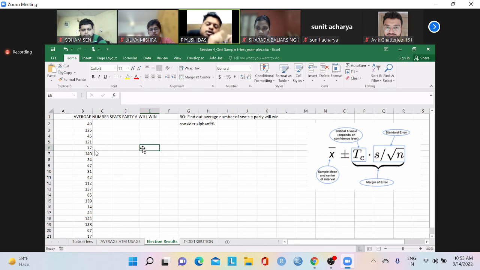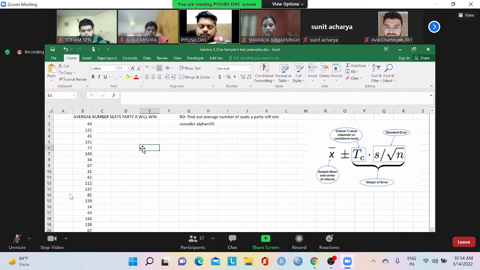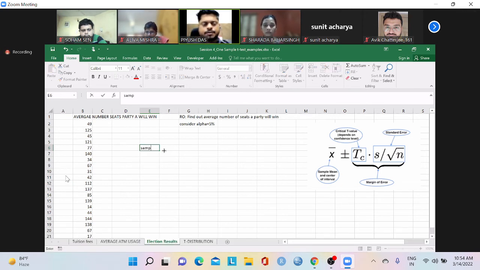In hypothesis testing, we can test whether the party will win greater than 100 seats or less than 50. Here, the TV program asks me to tell the range within which the party will win on the number of seats. The steps remain the same. First, we have to find this average. What is my sample average? It is the average of these numbers.